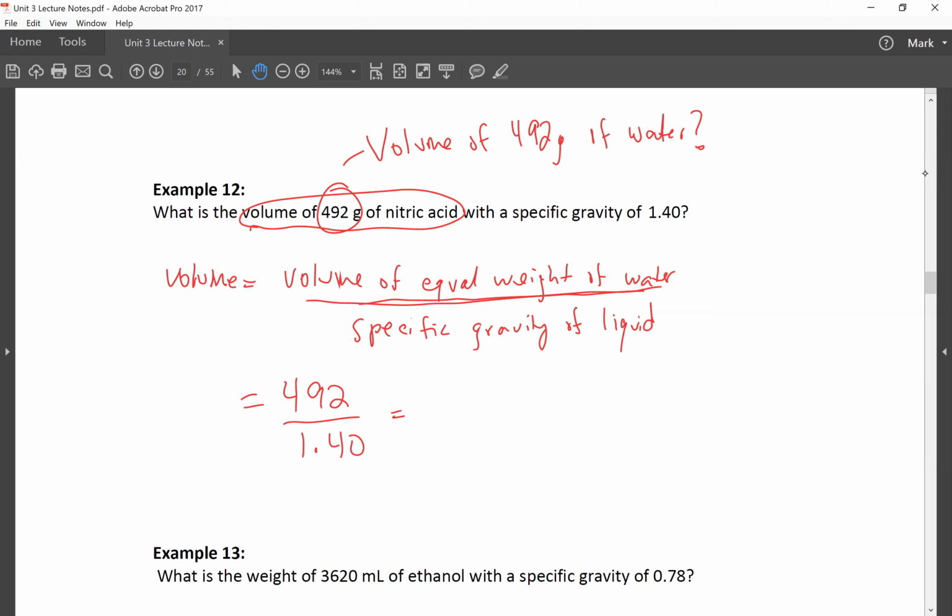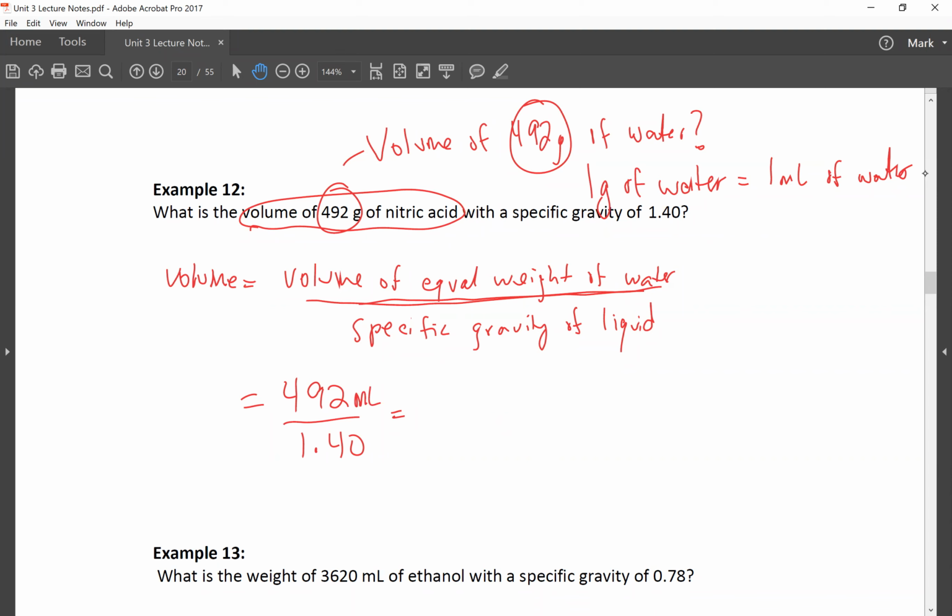How did I know that the volume of equal weight of water is 492? Well, remember, 1 gram of water equals 1 milliliter of water. That's the beauty of water. So if I'm telling you you have 492 grams of nitric acid, well, I'm looking for the volume of 492 grams of water, and that is 492 milliliters. Okay, I hope that makes sense.